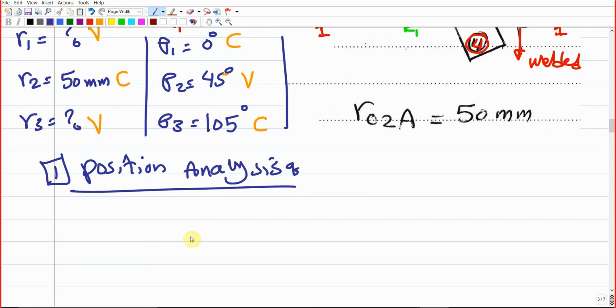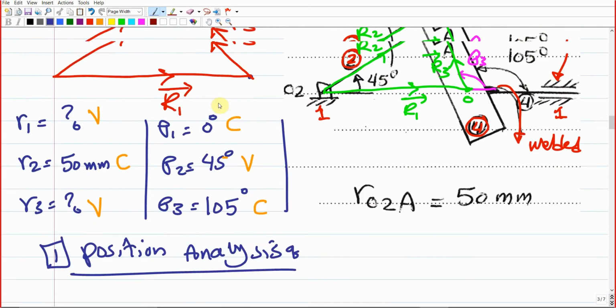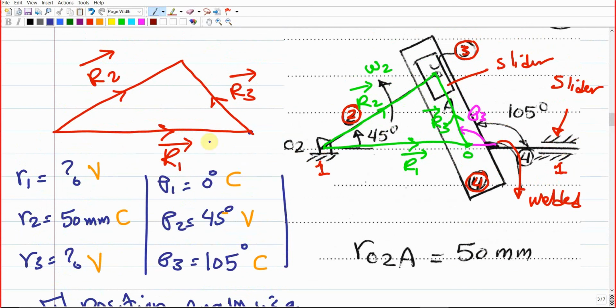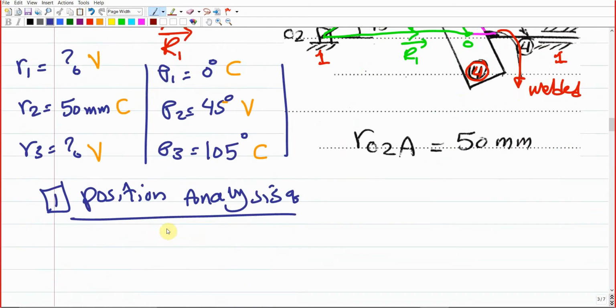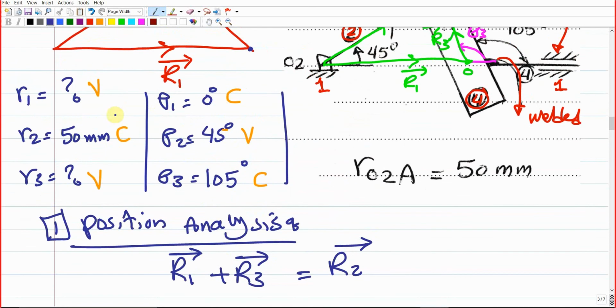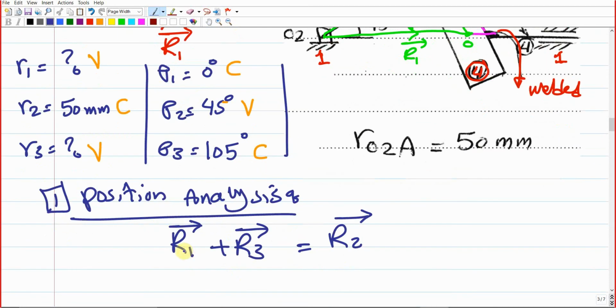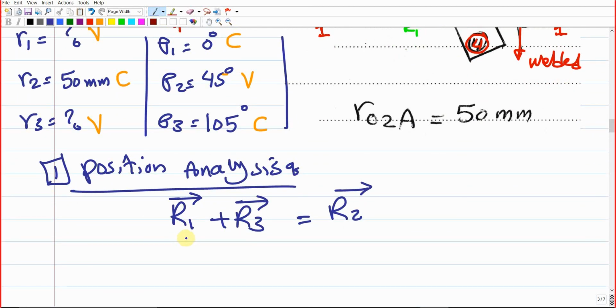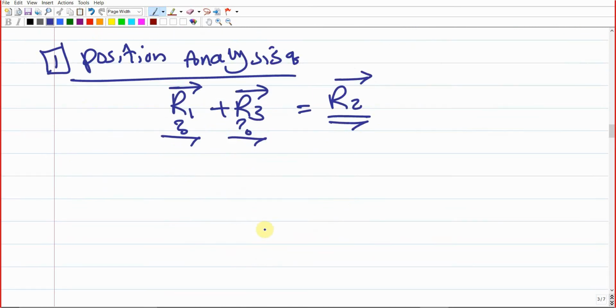Make sense? So for the position analysis, this one we do have R2, R1 and R3 going in the same direction, R2 in opposite direction. So we're gonna have R1 vector plus R3 vector equals R2 vector. Make sense? Based on this given data, we do have the R1 is fully R1 it has the magnitude is unknown, the direction is known, and the R2 is fully defined, but R3 it has also the unknown direction, magnitude, and the direction is given, right?